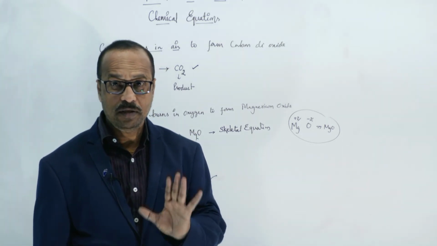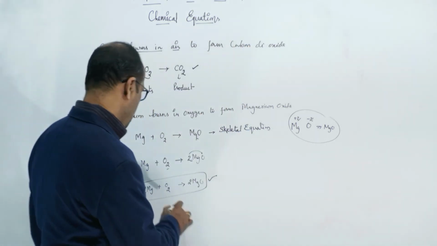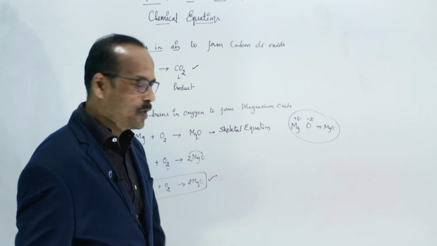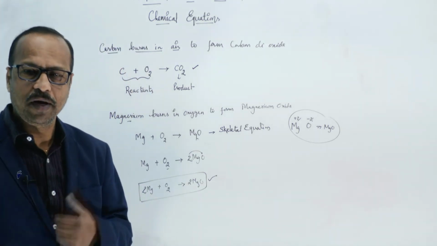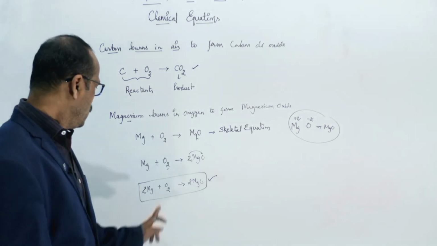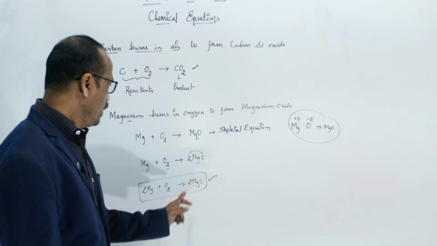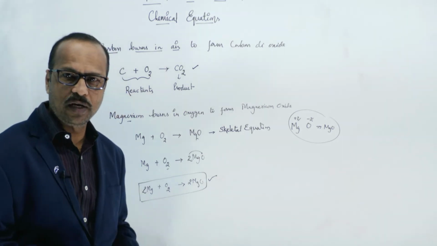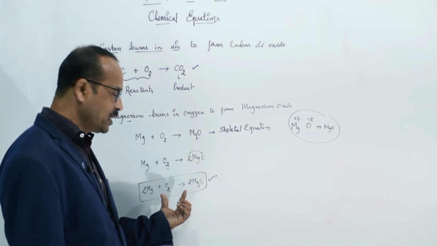Now here some disadvantage also there, students. Disadvantage is what? Here magnesium burns in air to form the magnesium oxide, we know that. But what is magnesium? Whether it is solid, liquid or gas, we don't know. What is oxygen? Whether it is solid, liquid or gas, we don't know. What is magnesium oxide? Is it solid, liquid or gas, we don't know. So this information will not be given just by writing this equation.